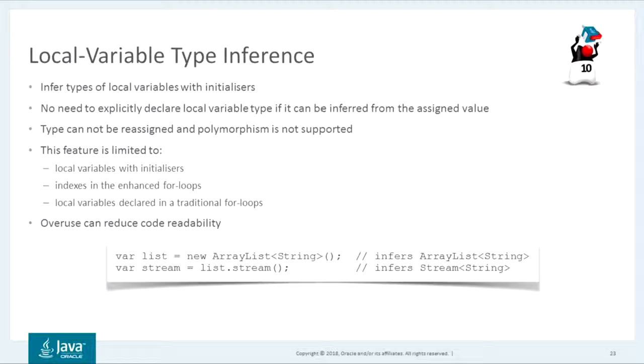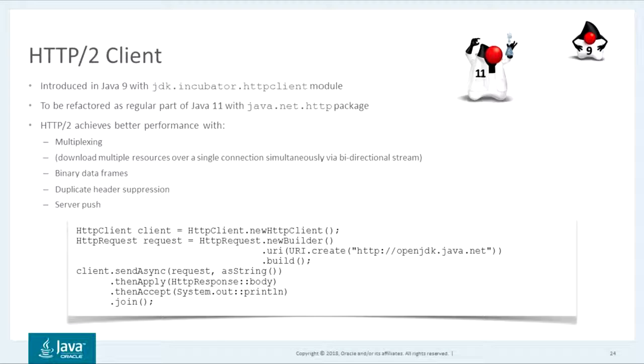Do not overuse the feature. It can reduce your code readability because you kind of start guessing when you read the code. You don't know what the type of the variable is until you read the assignment. So it certainly is convenient. It allows you to type a bit less, but use it with reason. Don't overuse it too much.